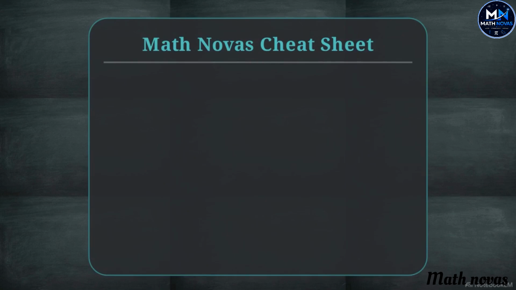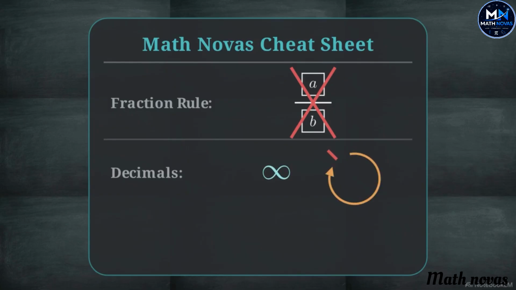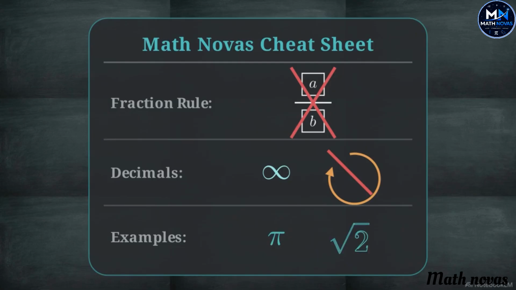The first bullet point states the primary rule. An irrational number cannot be written as a simple fraction, a over b. Next are the two rules for decimal behavior. An irrational number must have infinite decimals, and those decimals must never repeat. And finally, the reference points. The two most famous examples to anchor your memory are pi and the square root of 2.